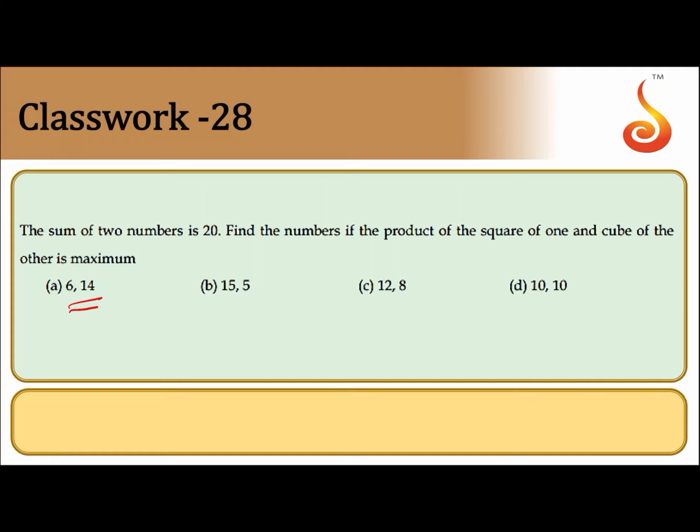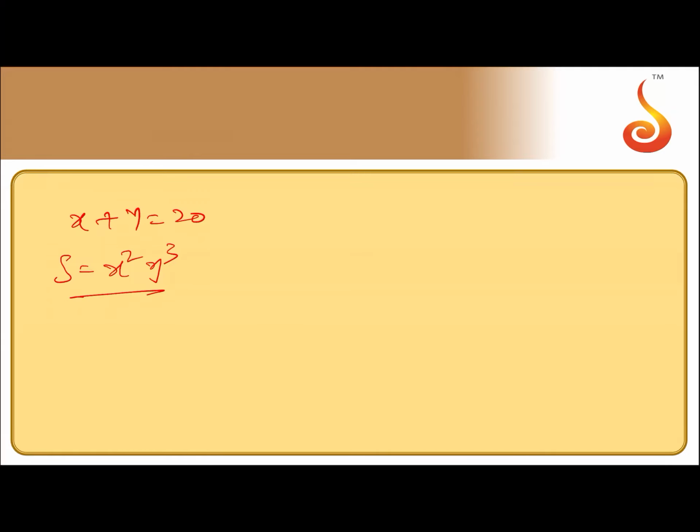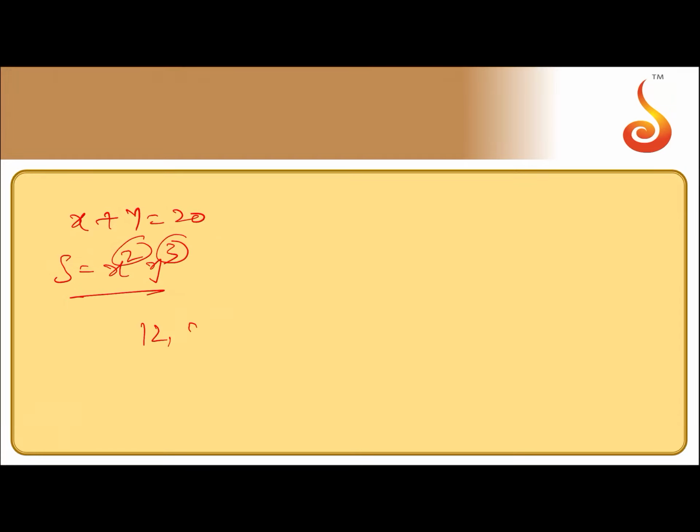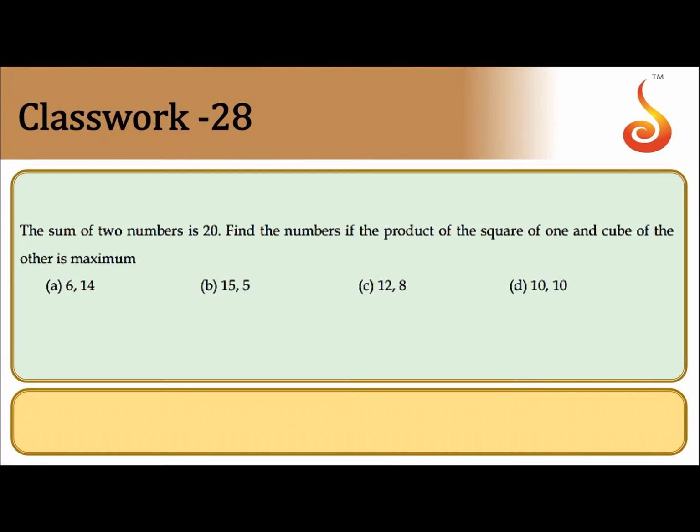Now, option wise, you can verify that 6 and 14, the sum is no doubt 20, but the squares and cubes are there, so it's a little bit difficult to calculate. Generally, you remember one condition that the x and y values will be in the ratio 2:3 or 3:2. This is not in the ratio 2:3, this is also not in the ratio 2:3. Yes, this is in the ratio, 12 and 8. So the answer is 12 comma 8, which are in the ratio 2:3 or 3:2.